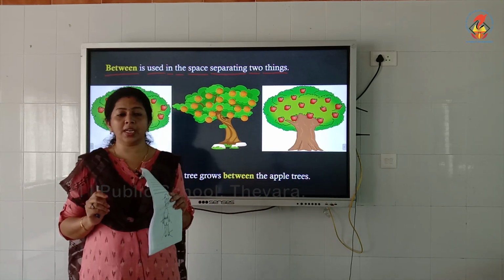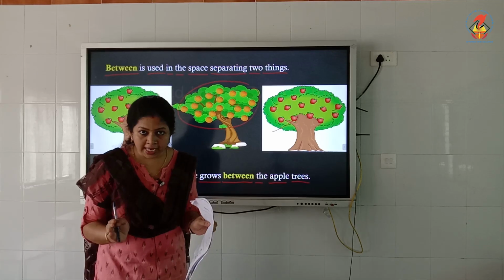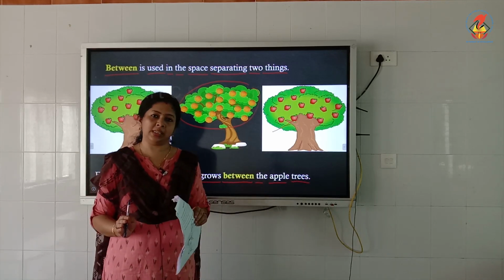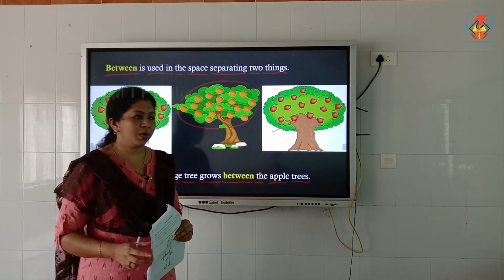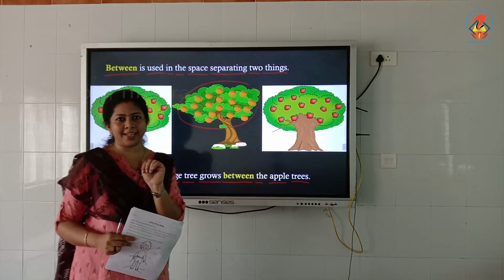That is between. Example, an orange tree grows between the apple trees. You can see the orange tree here, where it grows in the space separating two things, isn't it? You have apple trees on both sides and you have the orange tree between them. That is the space separating two things. That is between. Understood, children? So I hope the 4 prepositions are clear.